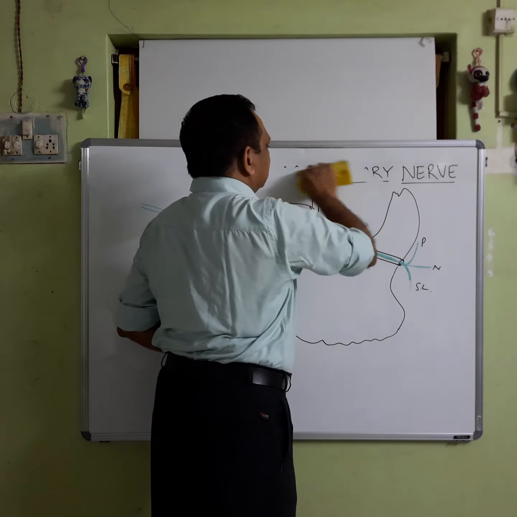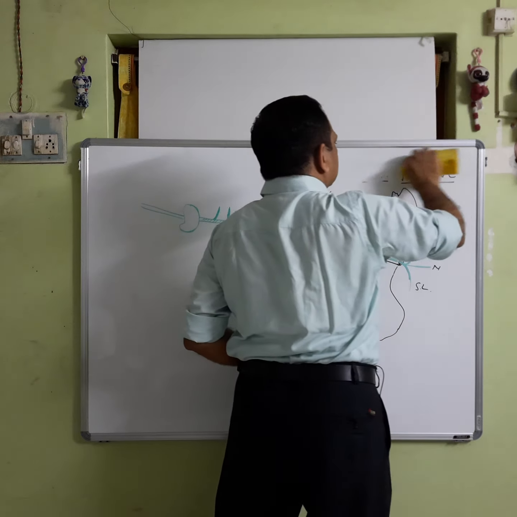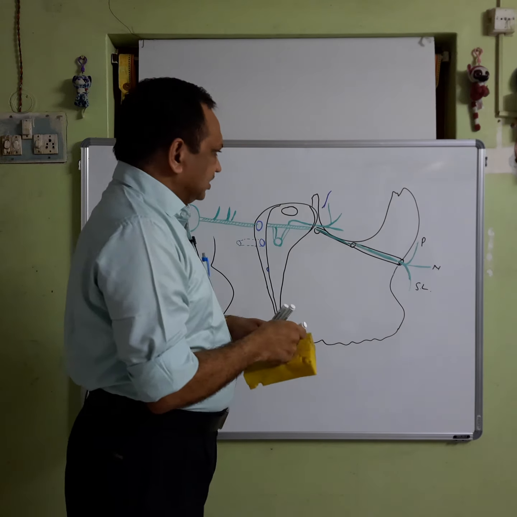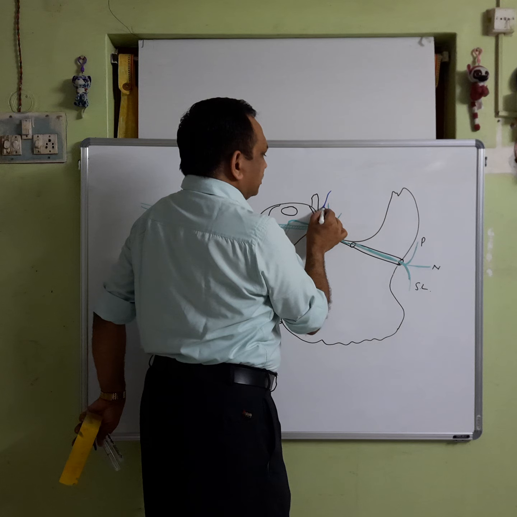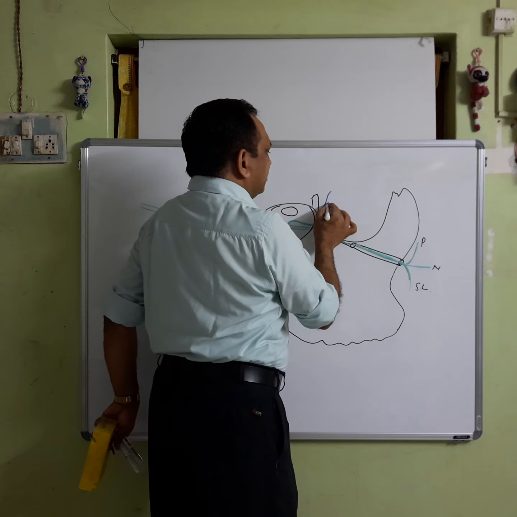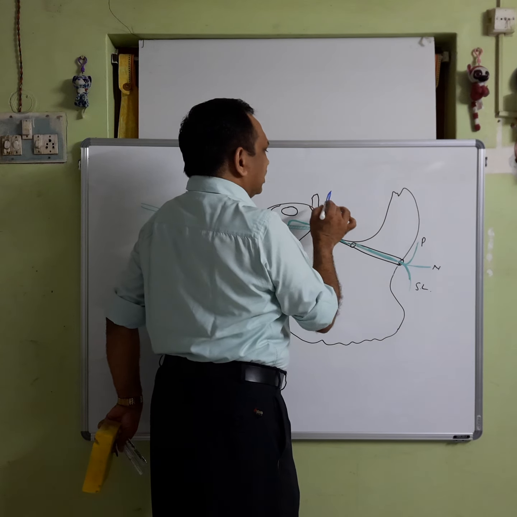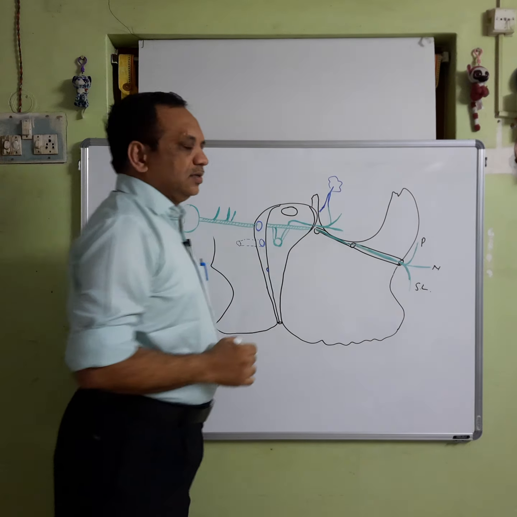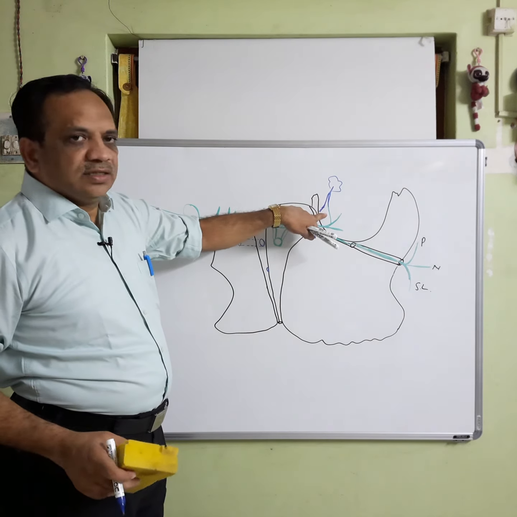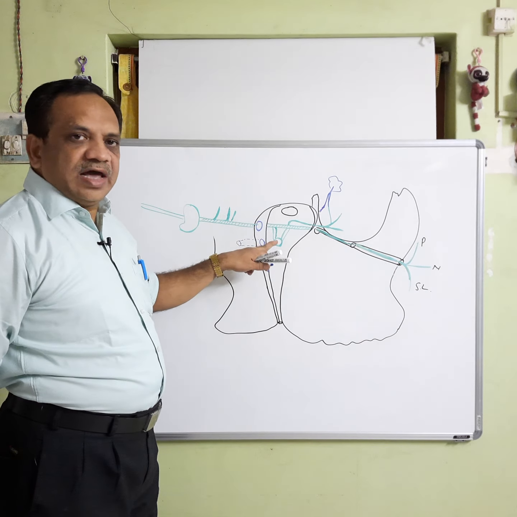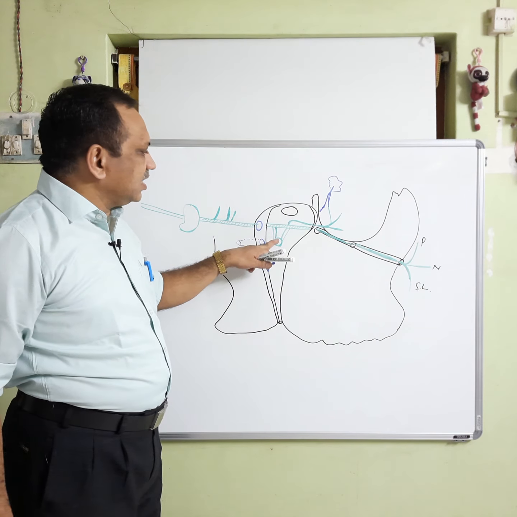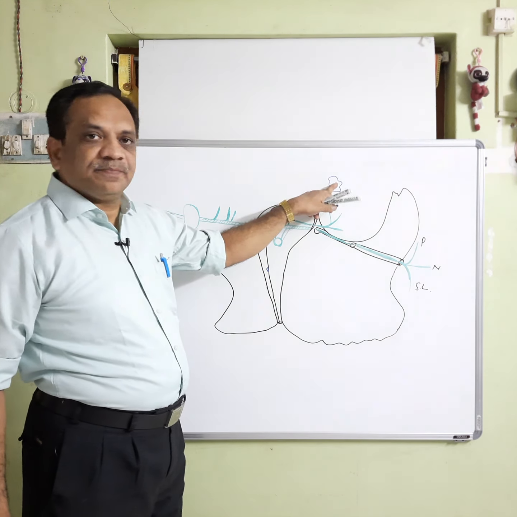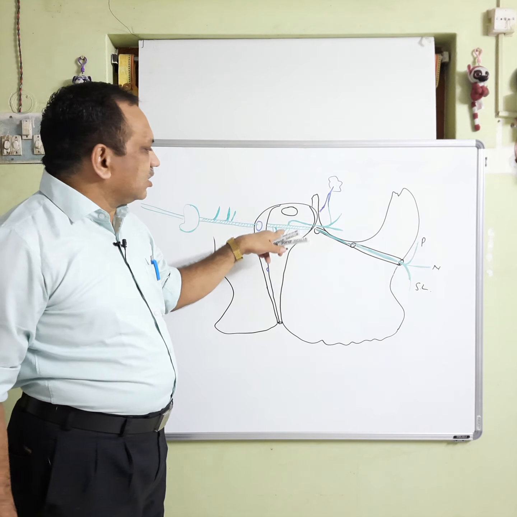So, I will just erase this to get some space. So, this lacrimal nerve is joined by this, and both will go to the lacrimal gland. So, through this branch, the secretomotor fibers of this ganglion will go to the lacrimal gland. So, this is about the zygomatic branch.